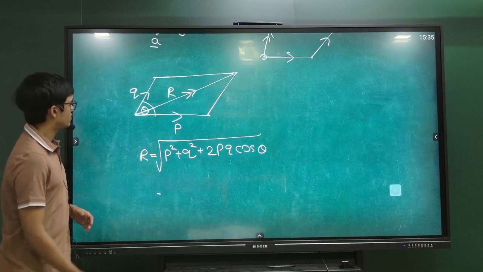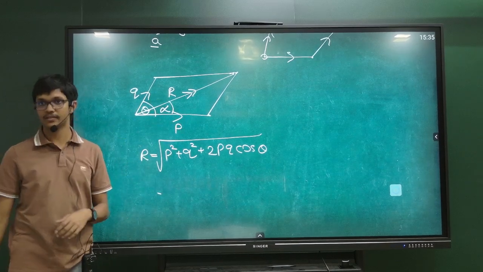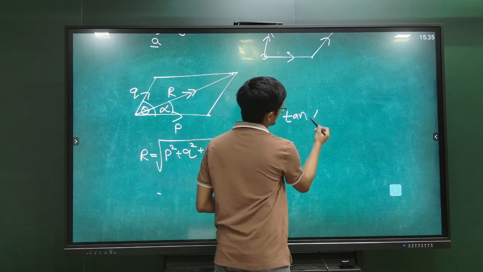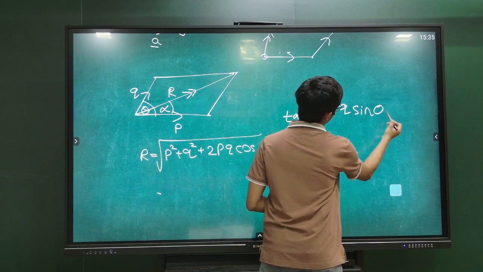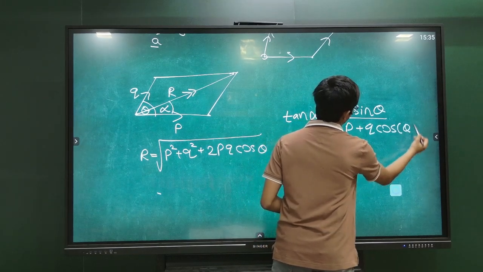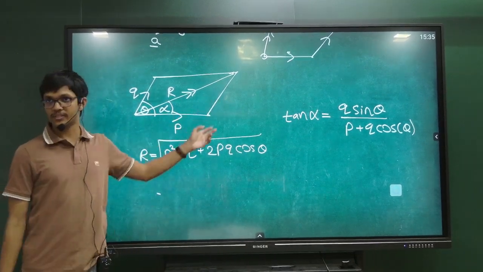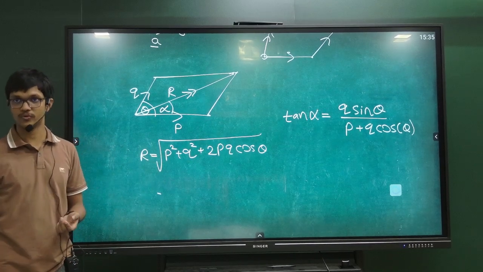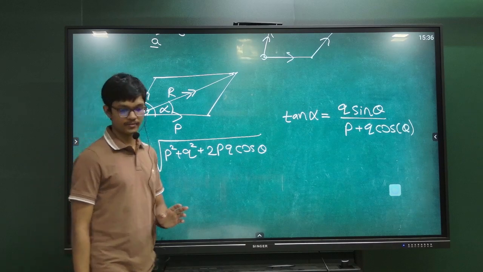Then if this angle is alpha, the angle between the resultant force and P, you can get tan alpha as Q sin theta over P plus Q cos theta. Clear? Can you remember these two equations which we learned for vectors? So they work for forces too. All these rules we learned for vectors can be applied to forces. Clear? Okay.